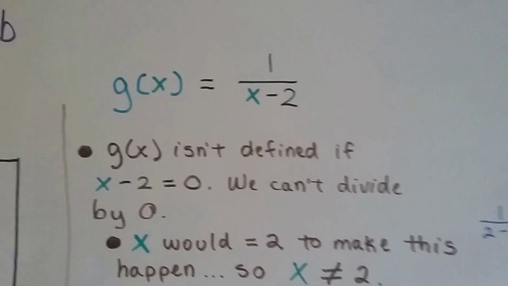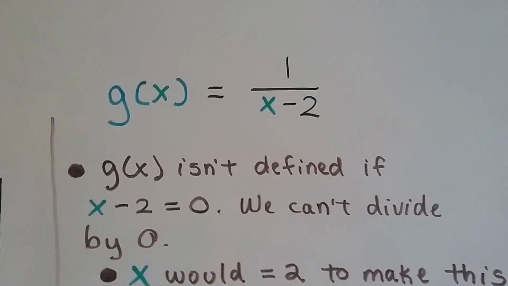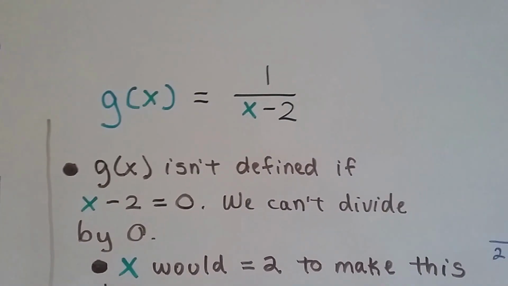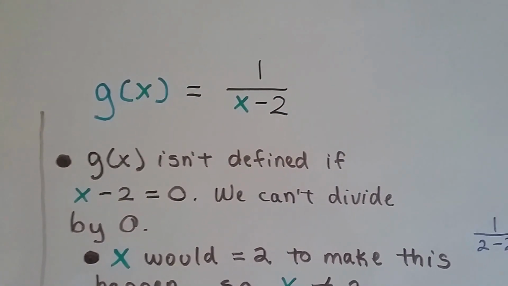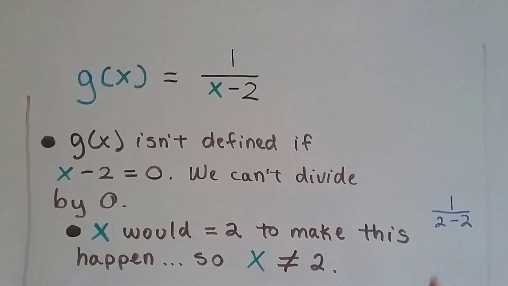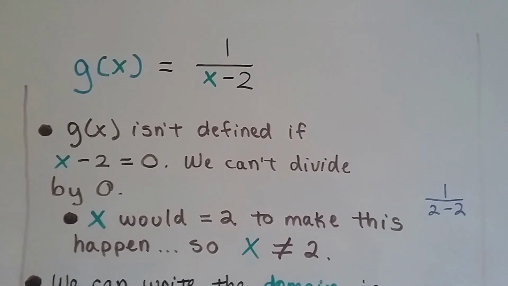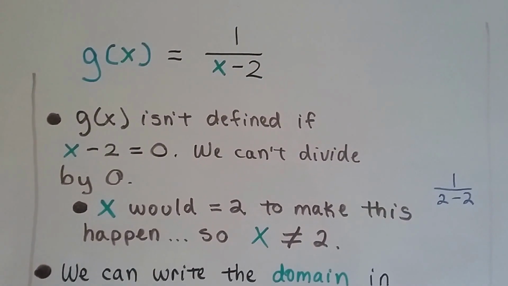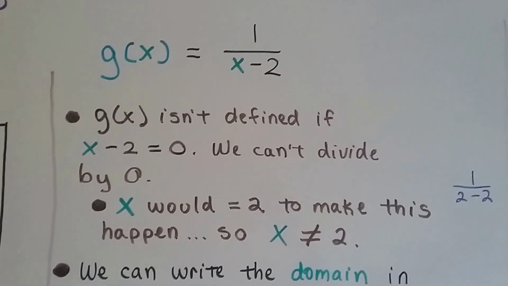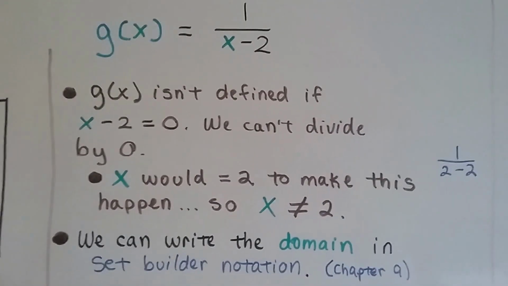See? All right. If we've got g of x equals 1 divided by x minus 2, well, g of x isn't defined if x minus 2 is a 0, because we can't divide by 0, right? We can't have 2 minus 2 as the denominator, and x would equal 2 to make this happen. So x cannot equal 2.